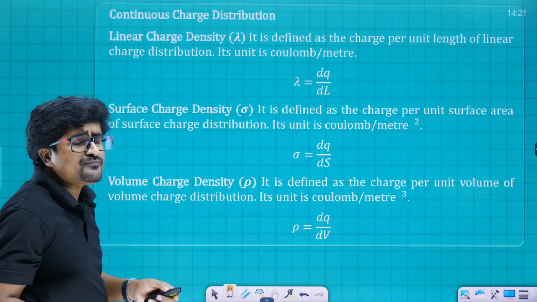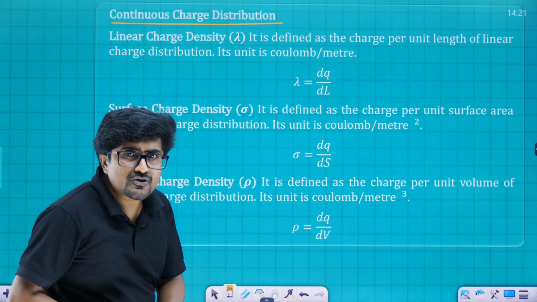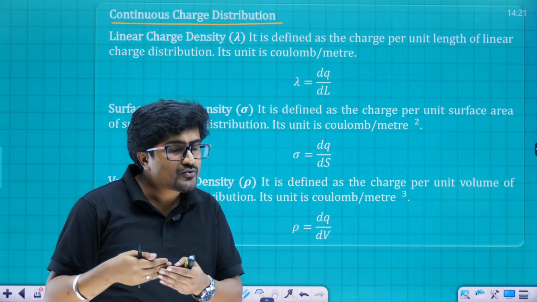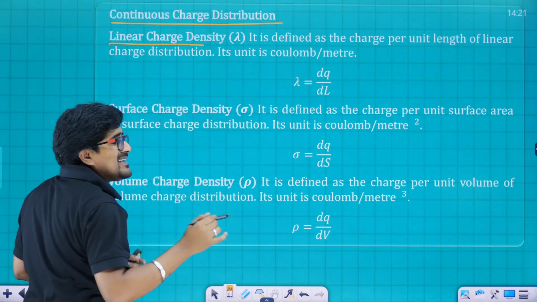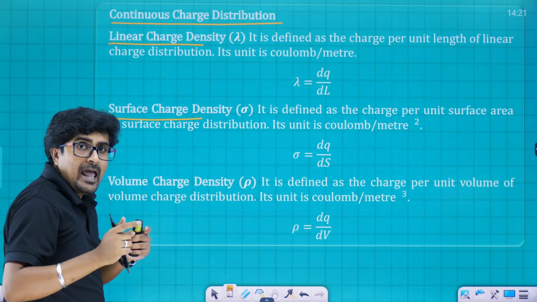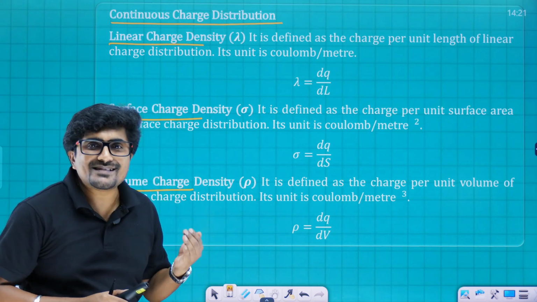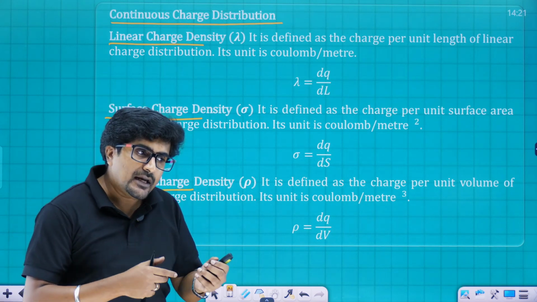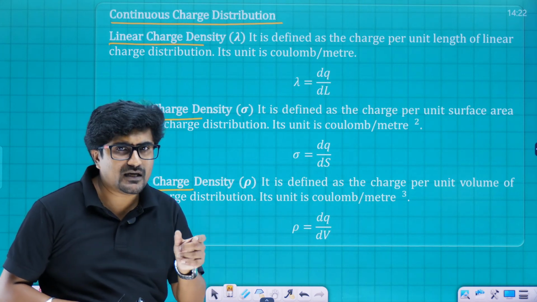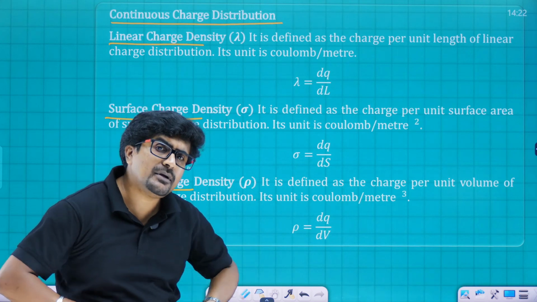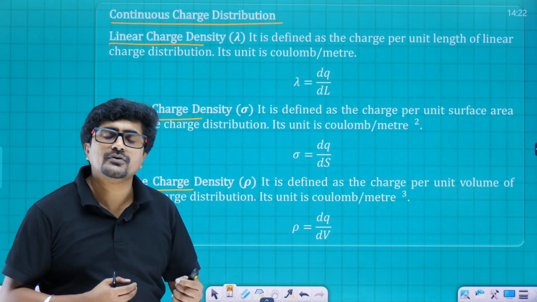The next is continuous charge distribution. Here we are going to deal with three different categories of continuous charge distribution. First is linear charge distribution, second is surface charge distribution, and third is volume charge distribution. The interactive force between two electrically charged bodies is not only studied by considering point charges; it can also be due to continuous distributions of charges. It's not mandatory that we only study the interaction between two point charges.